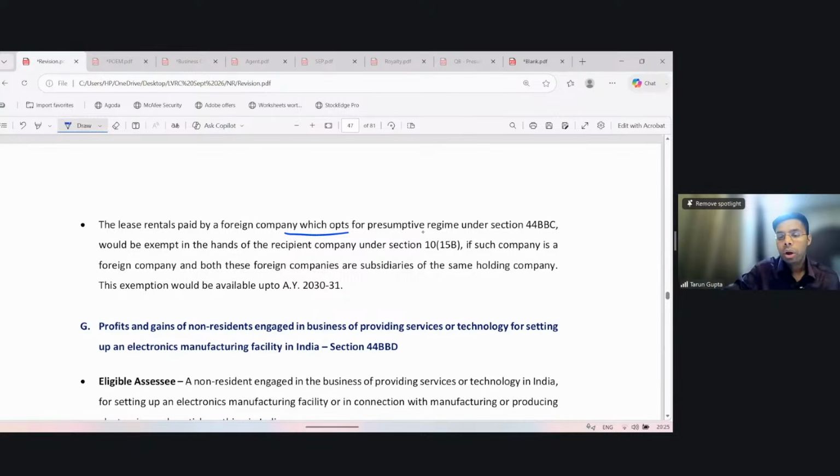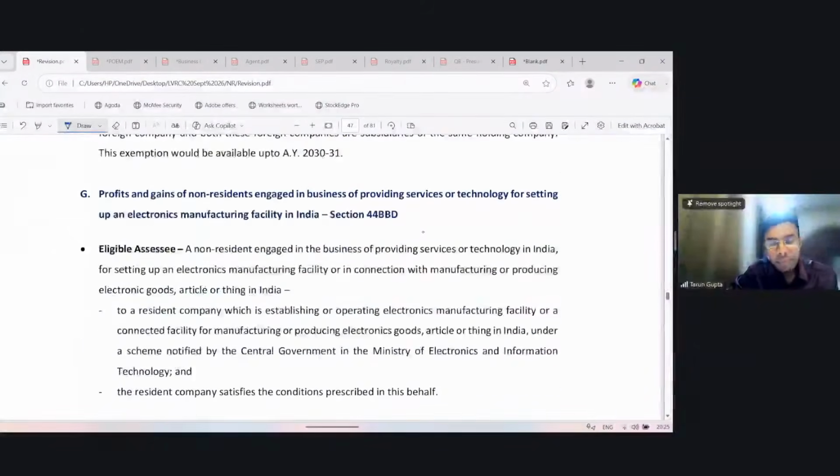Okay. So the last presumptive section is 44BBD. It is in respect of profit and gains of a non-resident engaged in the business of providing services or technology for setting up an electronic manufacturing facility in India.